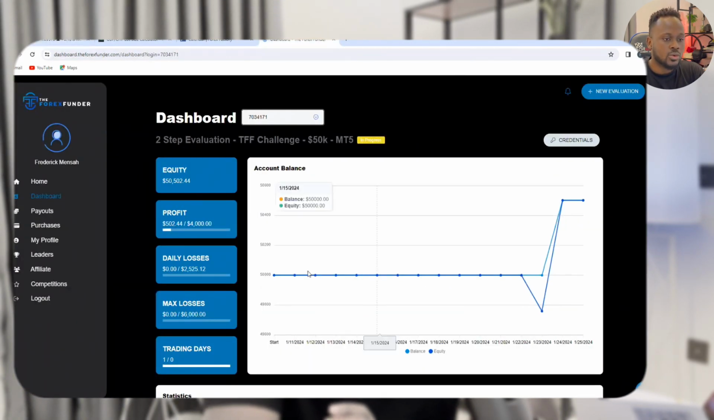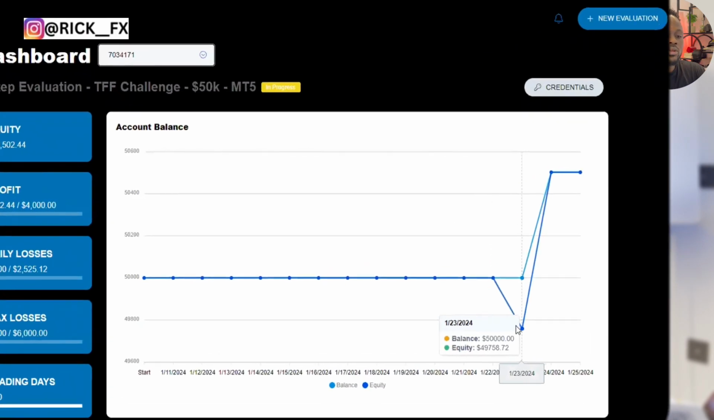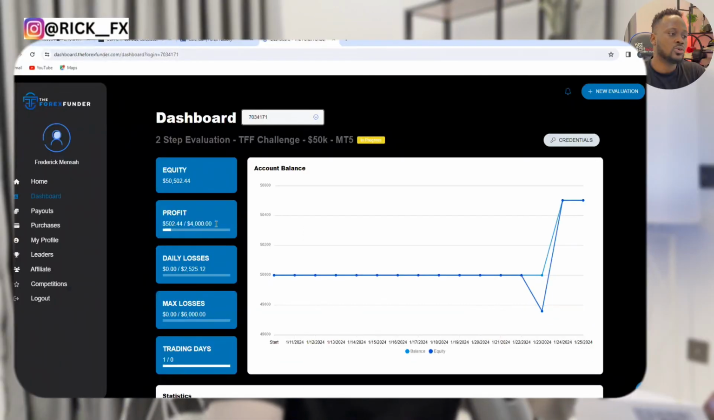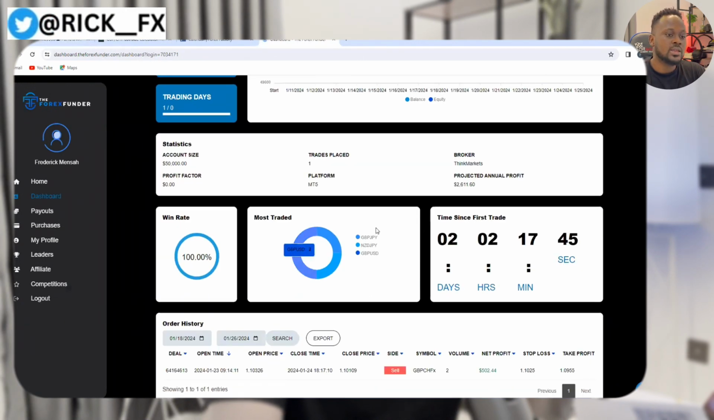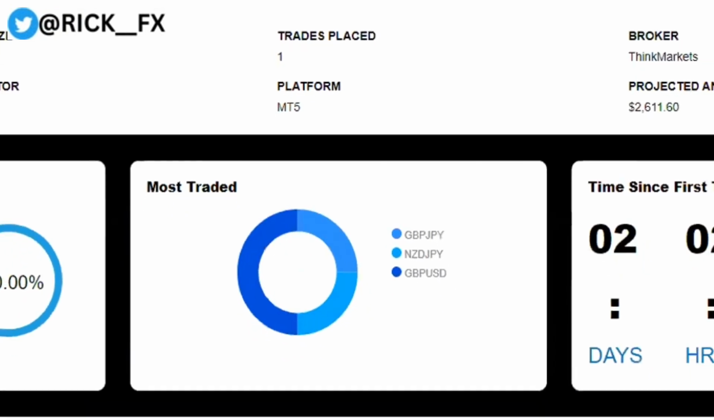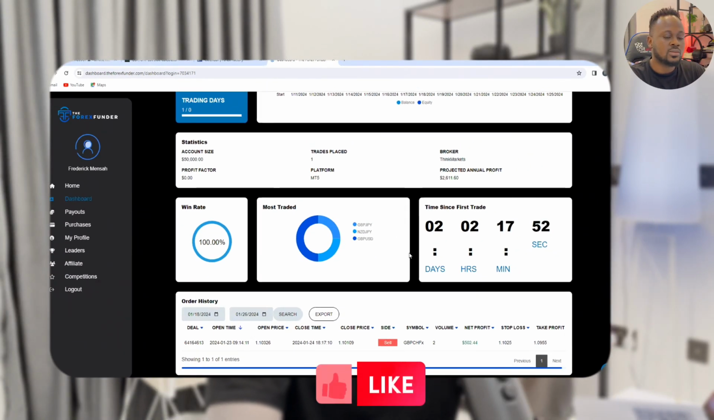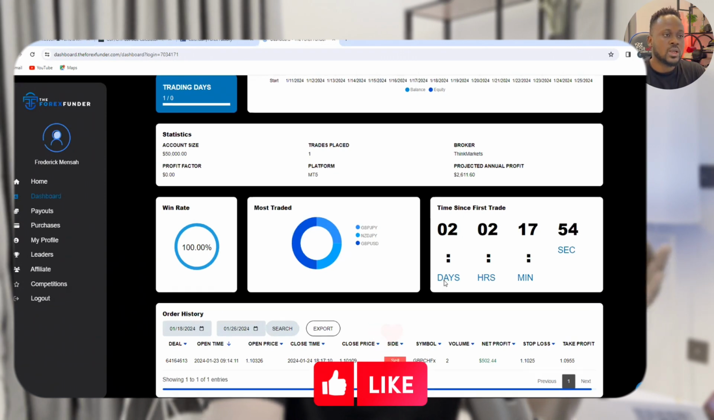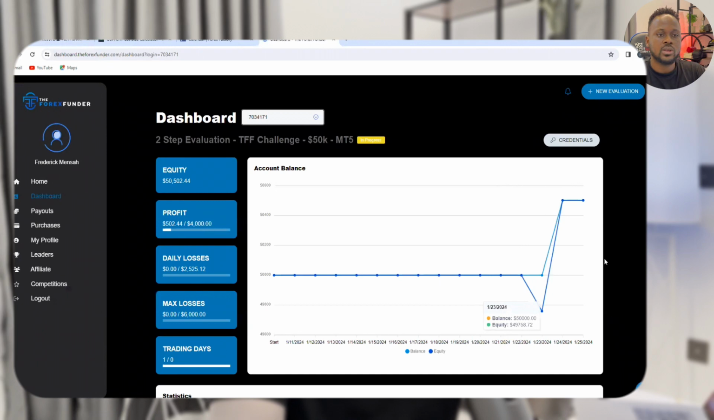If you look at the dashboard right here, this is the equity curve. So this curve here indicated a drawdown which I went into, and also as you can see, I'm currently sitting at a nice profit of $500. This is the only trade that I've taken so far, and you can see all the parameters here. And it's been 2 days since I took my first trade, 100% win rate. So let's see how this account goes, guys. I'm going to take you guys through it step by step.